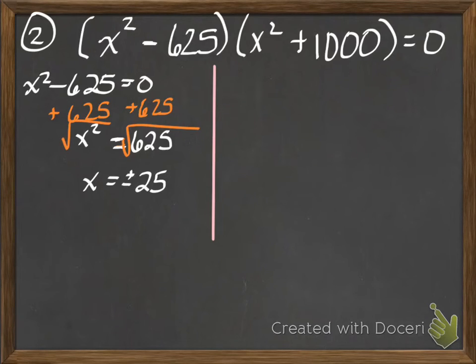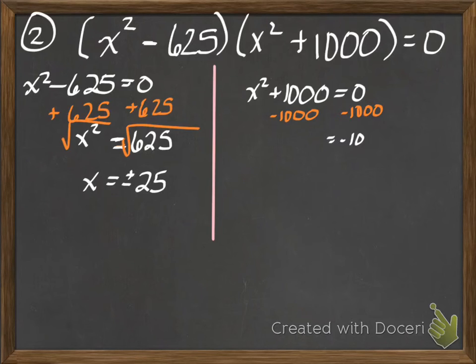Now on the other side, we're going to work with the same idea, but with the other equation. So x squared plus 1,000 is equal to 0. Step 1 is to do what? This time we're going to end up with a negative. Anytime we have something negative that we're taking the square root of, what shows up? The i.